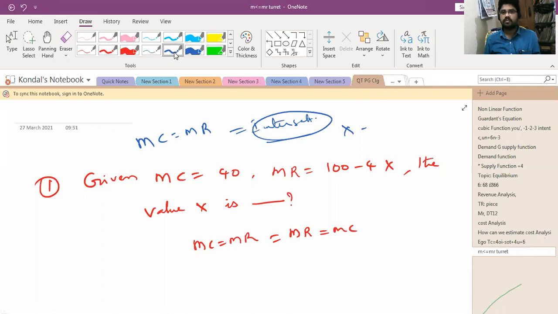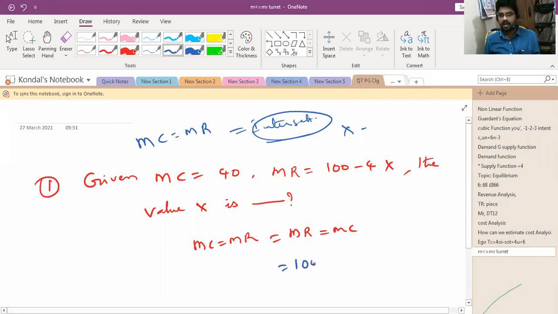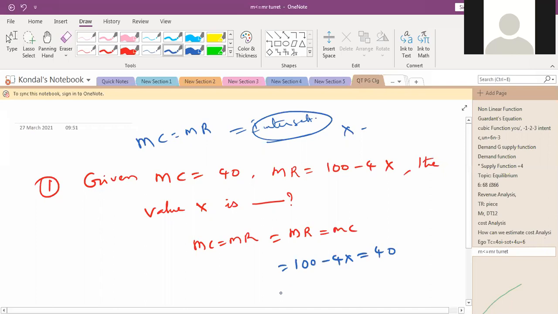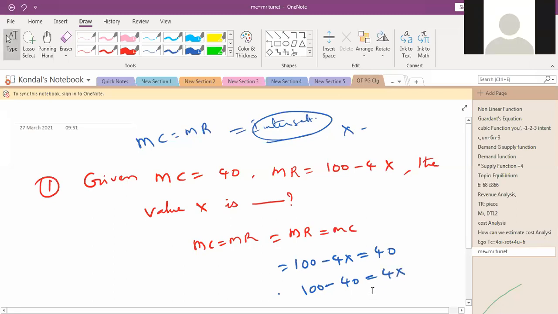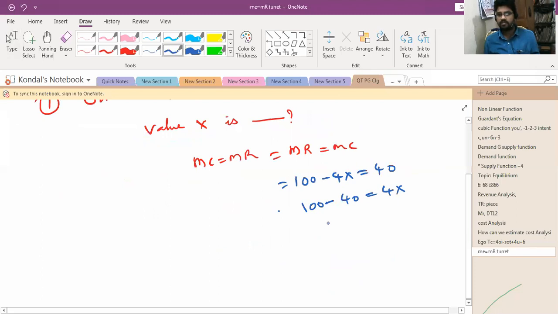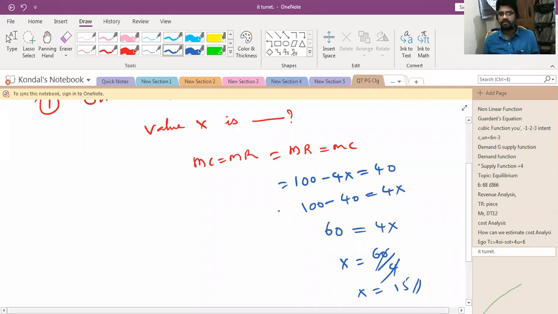So here, what is the MR value? 100 minus 4x, which should be equal to 40. So 100 minus 4x equals 40. The 40 comes to the left side as minus 40, and the minus 4x comes to the right side as positive 4x. Then 100 minus 40, how much will you get? 60 is equal to 4x. So x is equal to 60 by 4, which is 15. Am I right? Yes, sir.